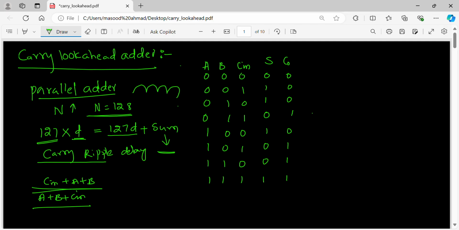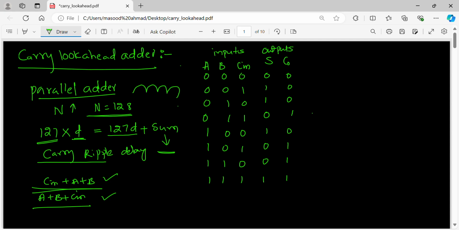To avoid this problem, we work on the full adder, which computes A plus B plus C in, and we try to see the full adder functionality from a different perspective. This is the full adder truth table which we know. These are the set of inputs we have, and these are the outputs we have already seen for the full adder.